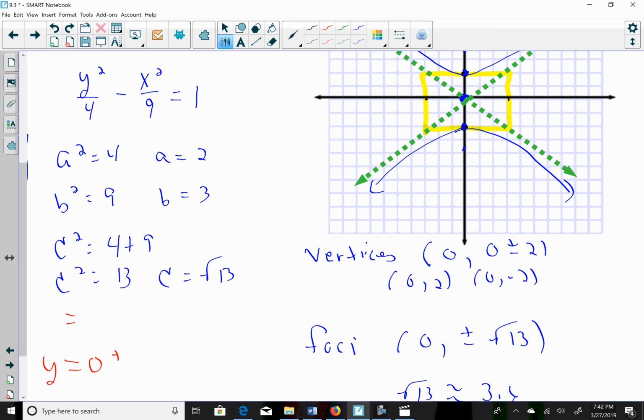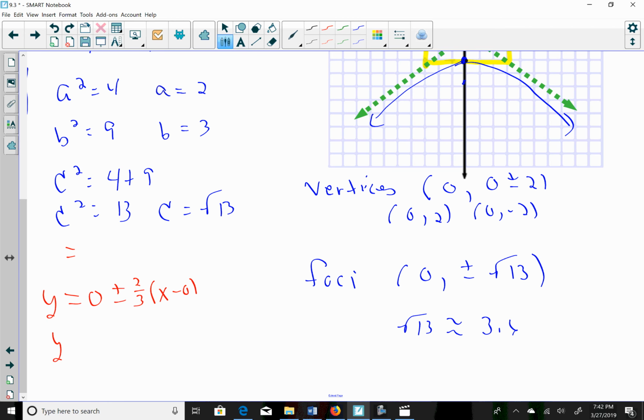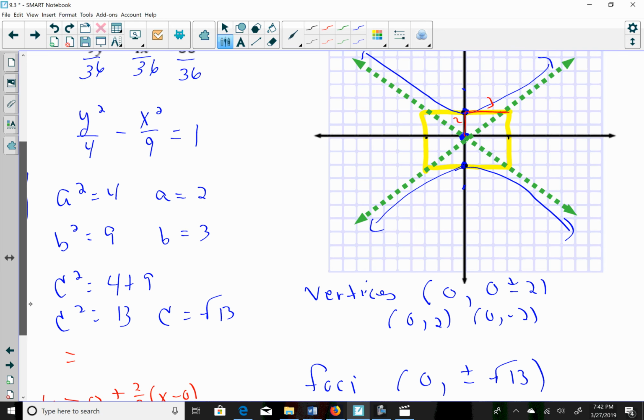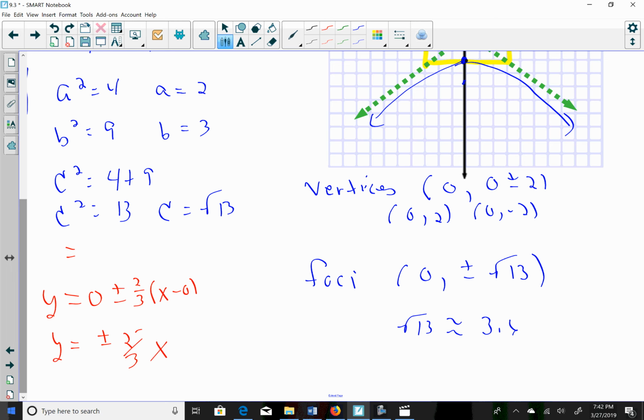Then it's going to be plus or minus my slope. My slope of this line is my rise over my run. So my rise was my a, which was 2. My run was my b, which was 3. So my slope is going to be 2/3. And then I could write x minus 0 because that's my h coordinate. So finally, my asymptotes are going to be y is equal to plus or minus 2/3 x. And those are my asymptotes. Again, it didn't ask for them, but I thought we could practice. Okay, let's try another one.